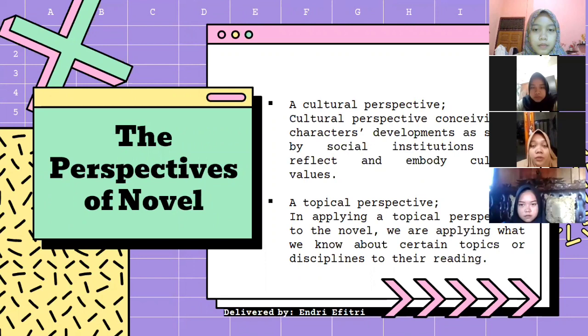Concepts of character development are shaped by social institutions that reflect and embody cultural values. From this perspective, individual characters are socialized to adopt certain cultural values which they might accept or reject. And the last, a topical perspective. In a topical perspective to the novel, we are applying what we know about certain topics or disciplines to the reading. In exploring different topics, we might unveil disciplinary perspectives. Okay, and that's all, back to the moderator.